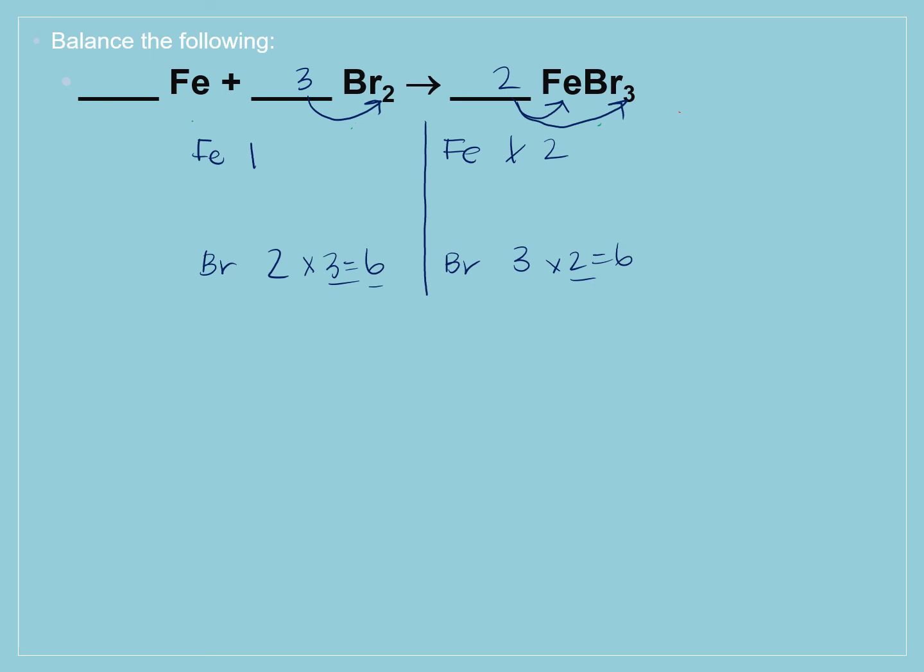Now I see that the iron atoms are unbalanced, but this is an easy fix. I need 2 iron atoms, so I'm going to multiply this by 2, cross that out, 2 and 2, 6 and 6. We are balanced. My coefficients are 2, 3, 2. Next example.